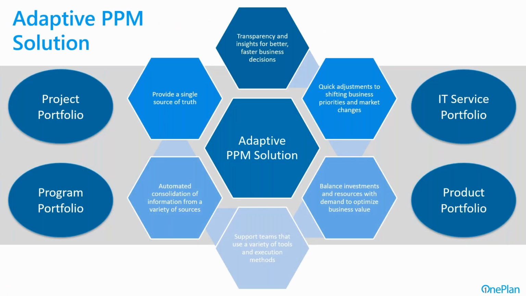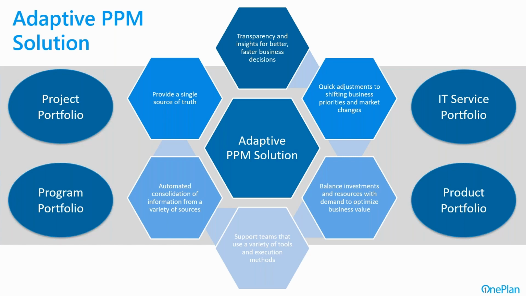Now, adaptive PPM solutions have a lot of different things. For example, you may have different methodologies, but you may have a variety of portfolios that you need to manage. There may be your project portfolios, maybe your different product portfolios. You may have an application portfolio or an IT service portfolio, program portfolio. The idea of maybe more than one than just your capital projects or corporate project portfolio needs to be managed. And adaptive portfolio management accommodates that.